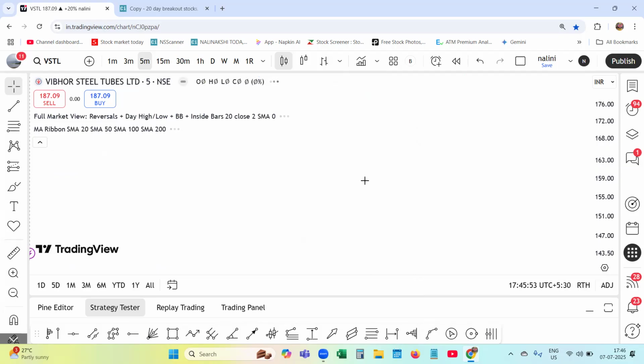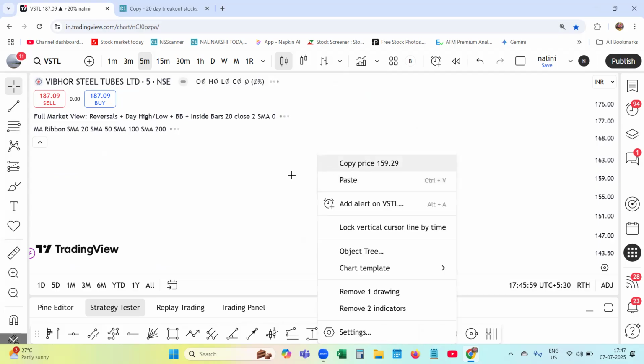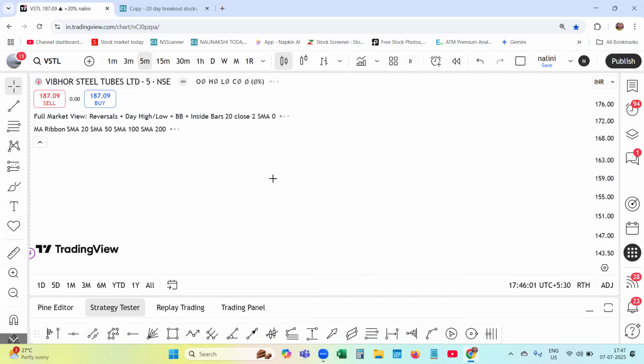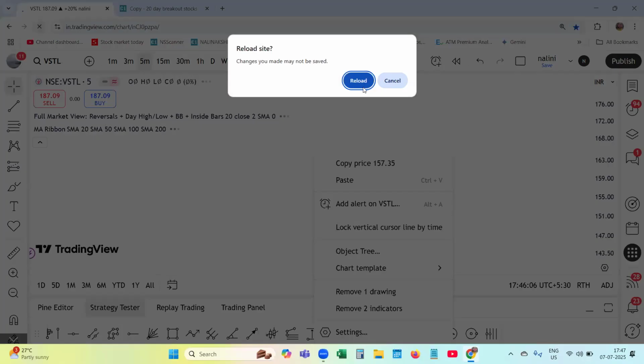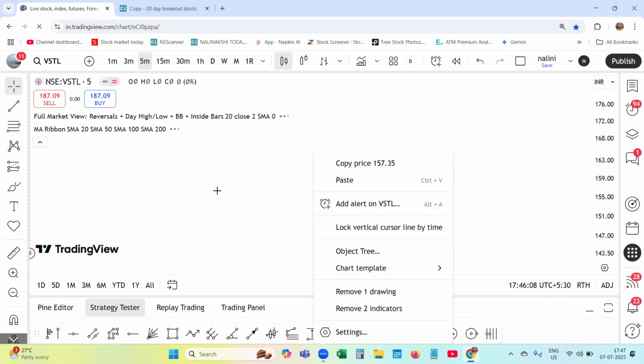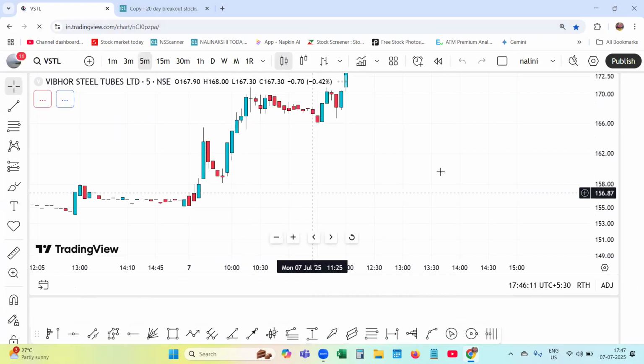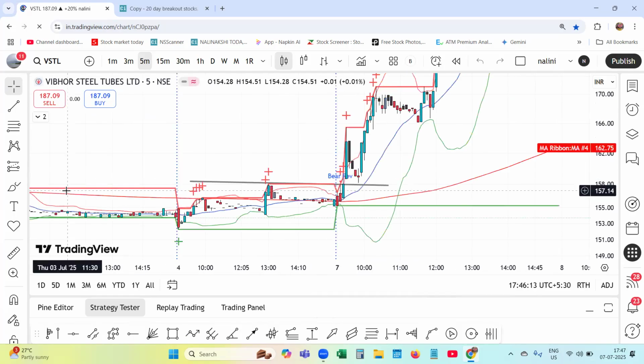Why is it not coming? Alright, what happened to this? Let it reload. Something has happened. Maybe internet connection or something. Let it reload. Okay. Yes, it has reloaded. Okay. Here I am taking my tool. 1 minute.